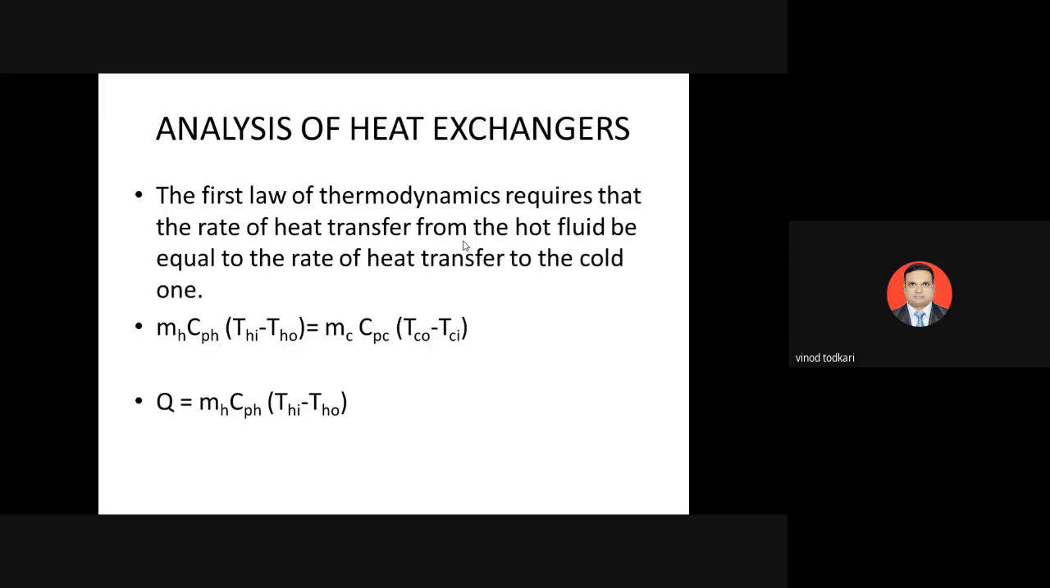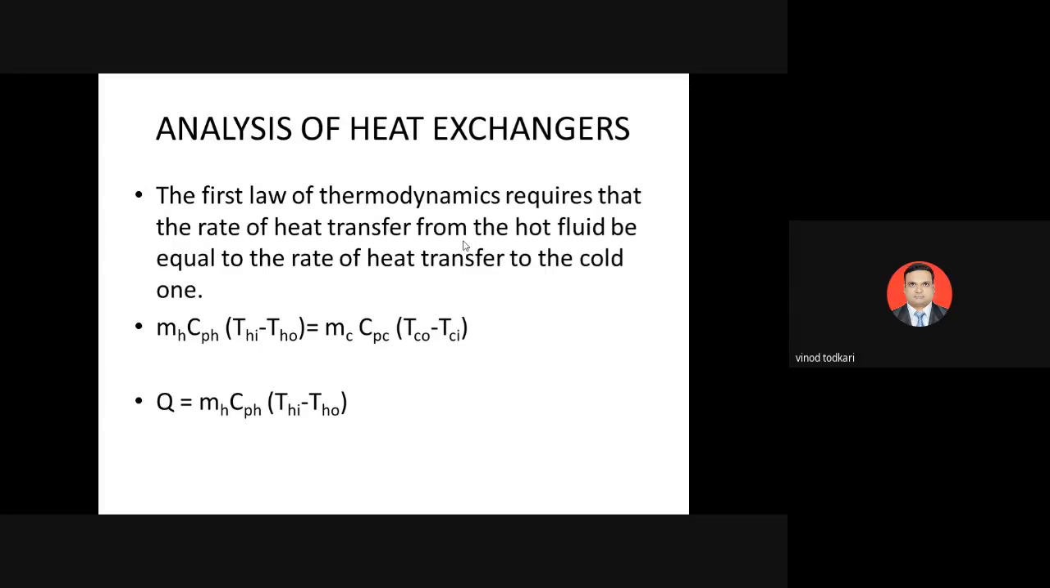What will be the heat accepted, or heat absorbed, by the cold fluid? On similar lines, it will be mc Cpc into bracket Tco minus Tci. What is mc? mc is the mass flow rate of the cold fluid. What is Cpc? Cpc is the specific heat of the cold fluid. Tco is the outlet temperature of the cold fluid, and Tci is the inlet temperature of the cold fluid.